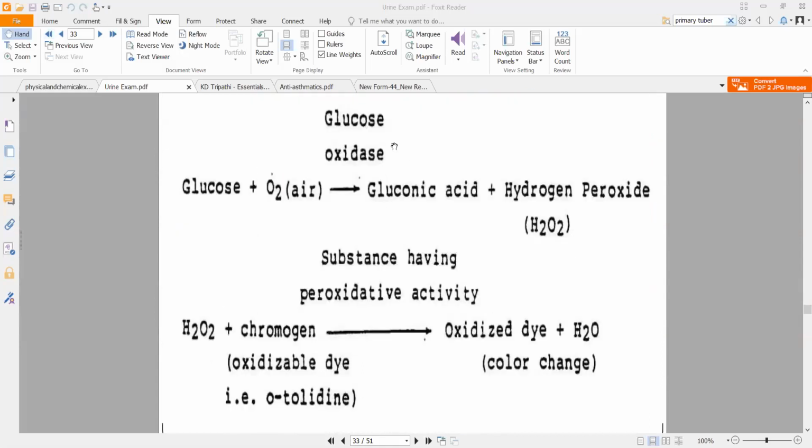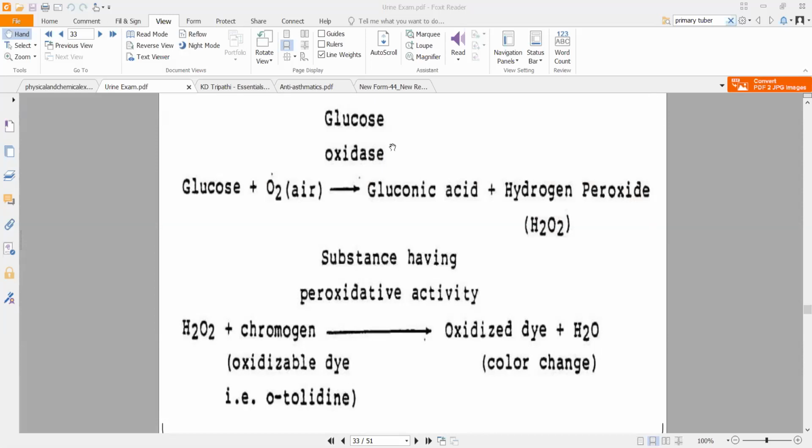Now you're taking glucose and you're subjecting it to air, so you're taking a test tube with glucose, and obviously that is in the presence of oxygen. You do it in air. Some reactions you do without the presence of oxygen. Some reactions you have to do in the presence of oxygen. This is one such. You take glucose in urine and you add a little bit of glucose oxidase. It will change glucose into gluconic acid and hydrogen peroxide.